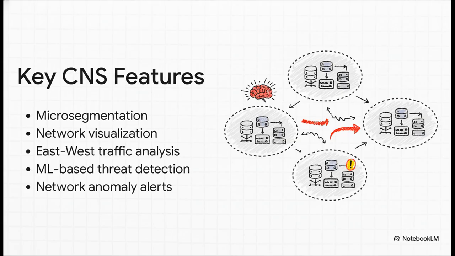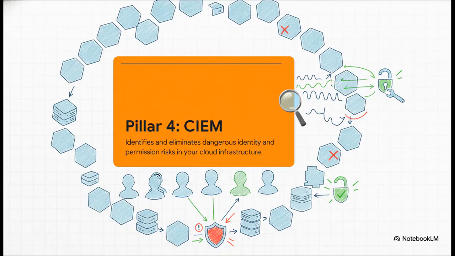It lets you do things like microsegmentation, which is kind of like building digital walls between your applications so a breach in one can't just spread everywhere. It also uses machine learning to figure out what normal traffic looks like, so it can immediately flag anything weird that might be an attack in progress. And that brings us to the 4th and final pillar.